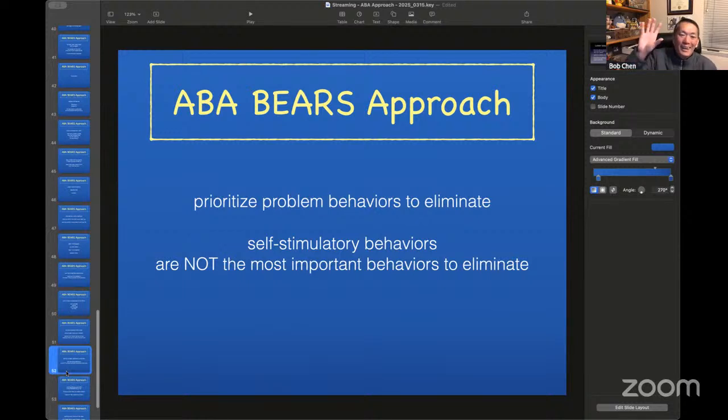What you really want to do is aggression, you have to get rid of. Self injury, you have to get rid of. Running away from you, you have to get rid of. You have to be very, very patient, but very, very targeted with eliminating these specific problem behaviors.